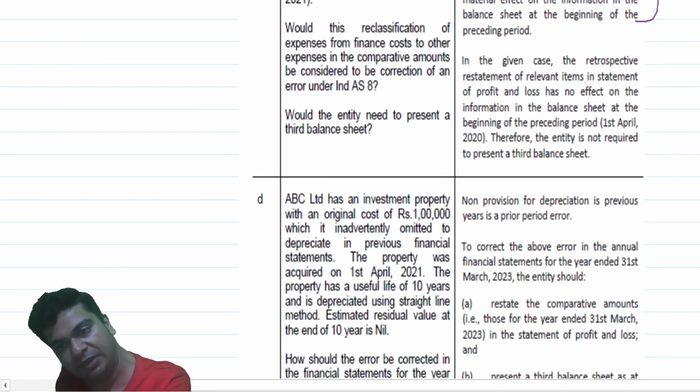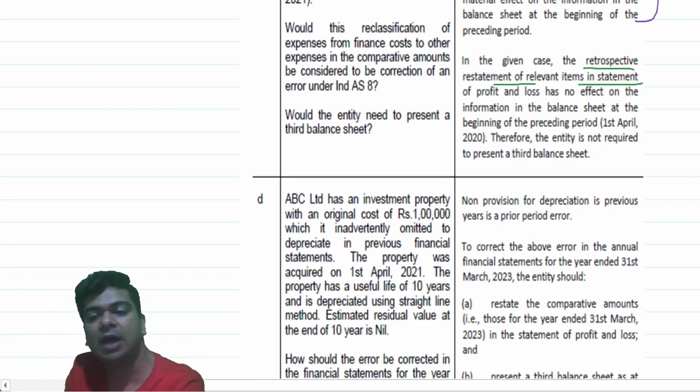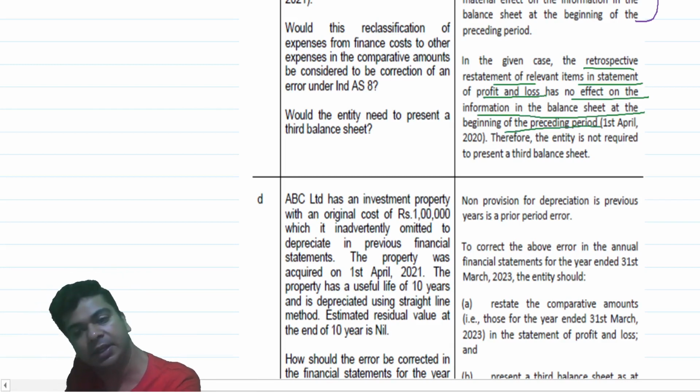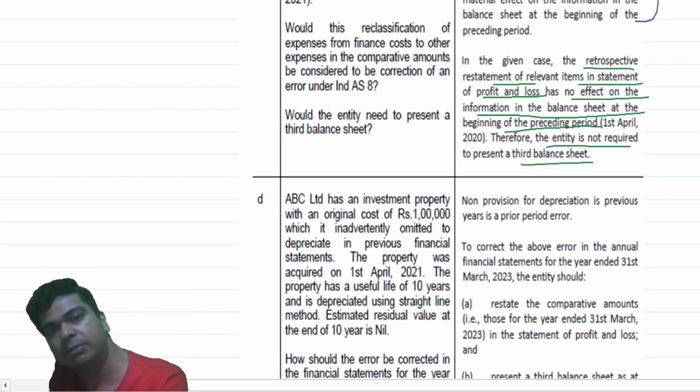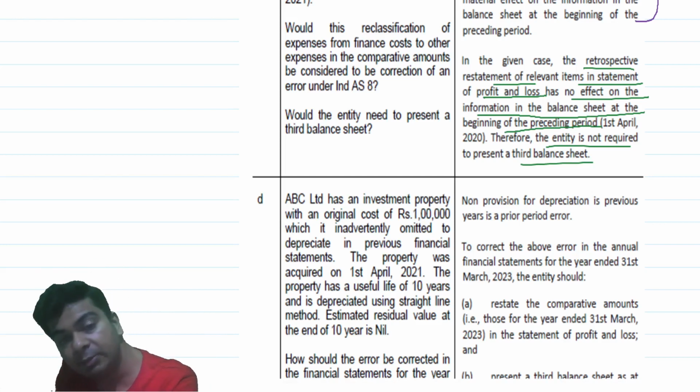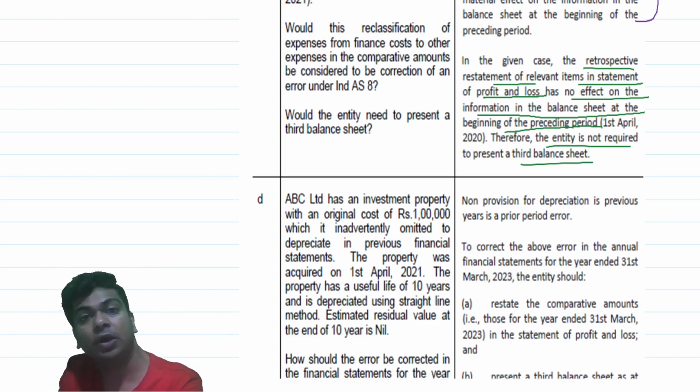They say in the given case, the retrospective restatement of relevant items in the statement of profit and loss has no effect on the information in the balance sheet at the beginning of the preceding period. Therefore, the entity is not required to present a third balance sheet, isn't it? The beginning of the preceding period, I mean the years before that, they are not getting affected. So no need to prepare the third balance sheet.